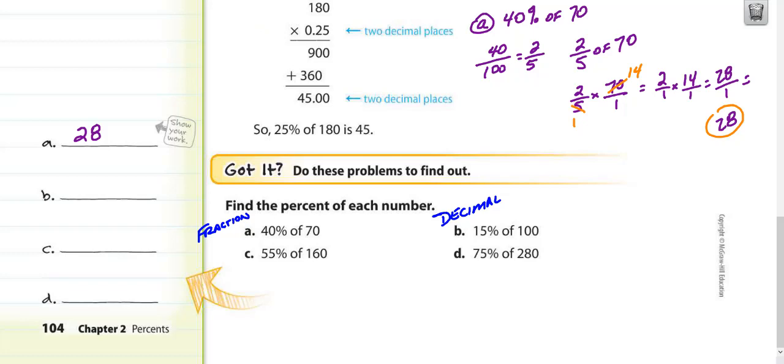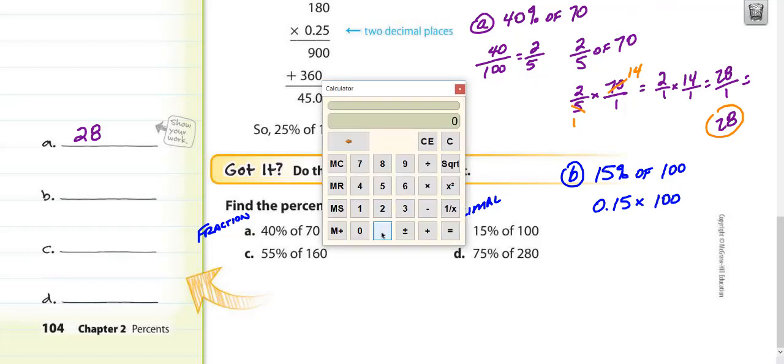We're going to solve B using the decimal method. So let's put our work for B right here. We have 15% of 100, which is 0.15 times 100. And the nice thing about decimal methods is you can use calculators. So 0.15 times 100 equals 15.